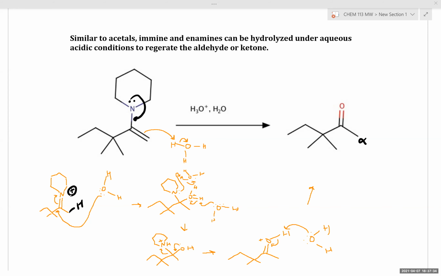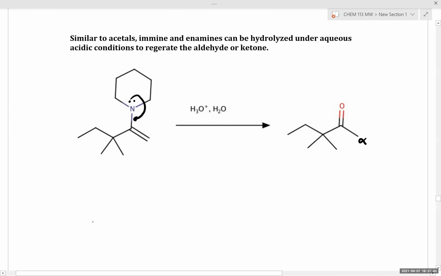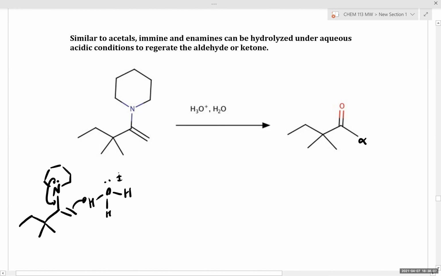Yep, so this student proposed mechanism looks completely reasonable. So let's clear the annotations and redraw and discuss this mechanism. As we talked about previously, enamines are very electron rich at the alpha carbon position. And as such, during protonation, you would directly protonate the enamine carbon. And that would give us our iminium ion.